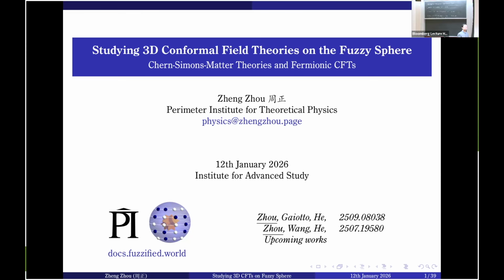So, good afternoon, everyone. It's an honor to give the first seminar talk this year at IAS. And today I'm going to talk about our recent progress studying the 3D conformal field theories on the fuzzy sphere. So my talk today will be mainly based on these two papers of ours.